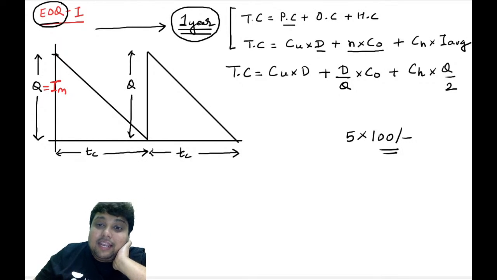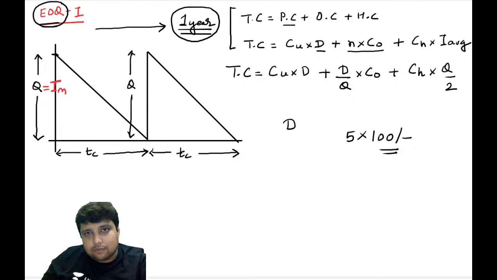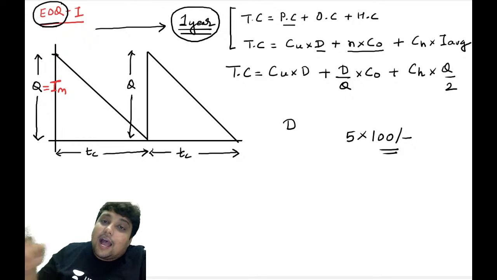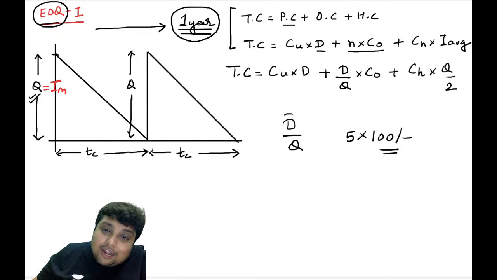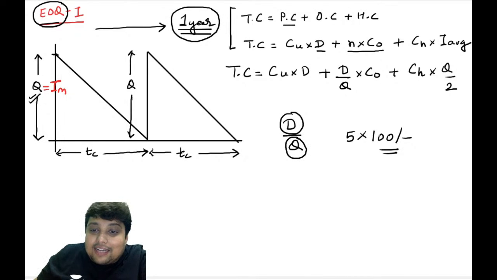Guys, remember that in an entire year I will have to buy capital D packets of Maggi, and at the start of every cycle I am buying Q packets of Maggi. So basically, I am buying this entire lot in steps of Q. Let's say I want 1080 packets of Maggi in 1 year and I am ordering 90 packets every month. That means I will order 12 times in a year.